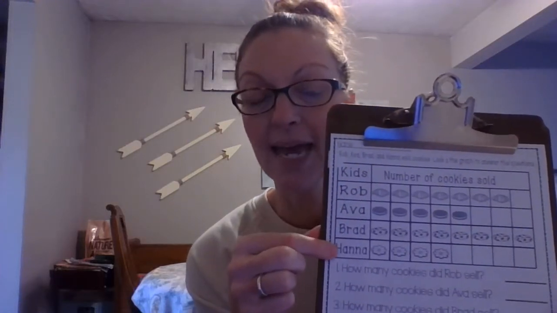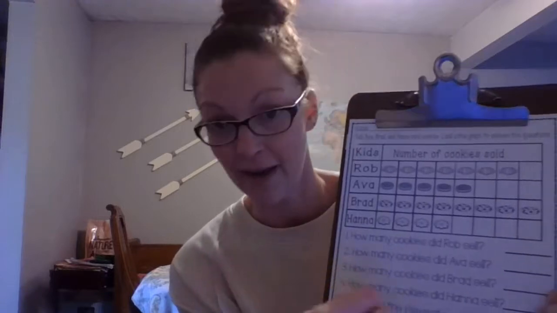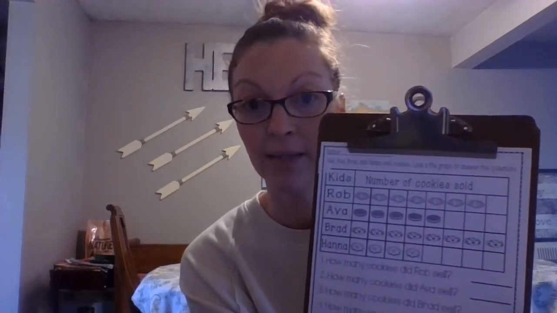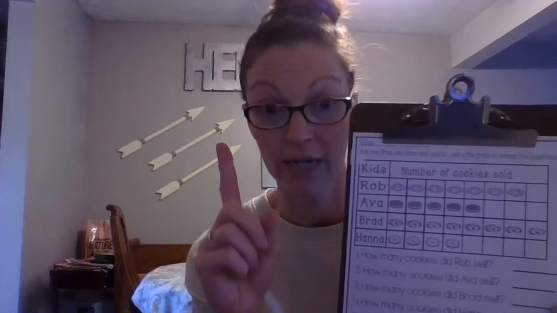This graph, the title is Number of Cookies Sold. And these are all the kids that sold cookies. We have Rob, Ava, Brad, and Hannah. Now each pictograph shows pictures representing a number. For these, each cookie represents 1. So when we're looking, we can see that Rob sold 1, 2, 3, 4, 5, 6, 7 cookies. So each box represents 1 cookie.